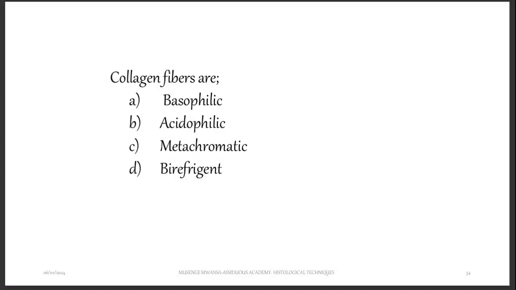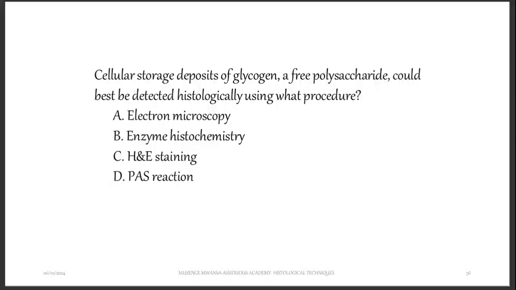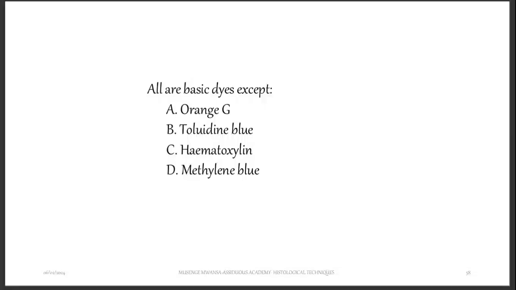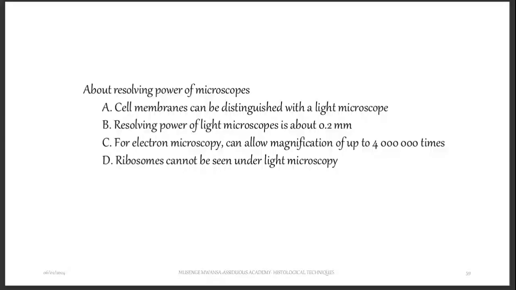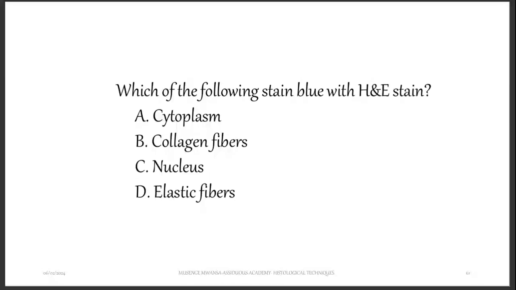Collagen fibers are, you need to state, are they basophilic, acidophilic, metachromatic, or birefringent? And then also, which of the following staining procedures relies on the cationic and anionic property of the material to be stained? Cellular storage deposit of glycogen, a free polysaccharide, could best be detected histologically using one procedure. So what procedure can we use to stain glycogen? All are basic dyes except, just like that, your test or your final exam. Okay. One of the following is a basophilic tissue structure. Which of the following stains blue with H and E?